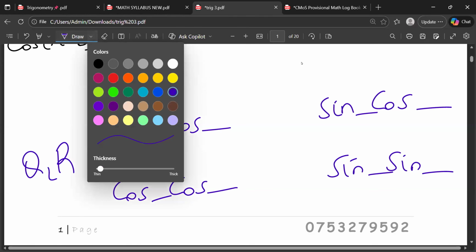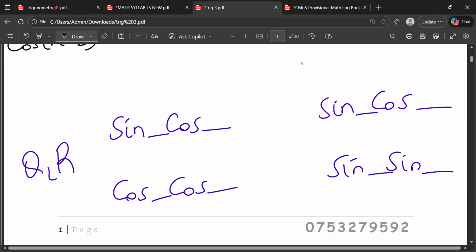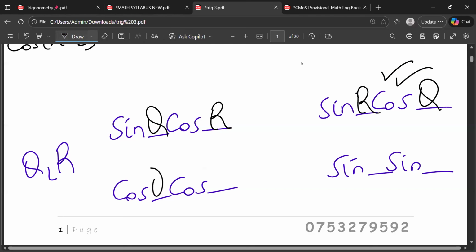On this first sine, put Q. Then the cos, put R. Since this first sine has taken Q, the second sine is going to take R. And then the cos will take Q. Very good. Now this first cos is going to take Q, and then the second one takes R. So there is no option for this one. They'll also take Q and R.